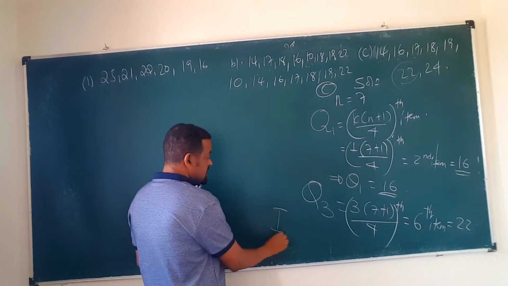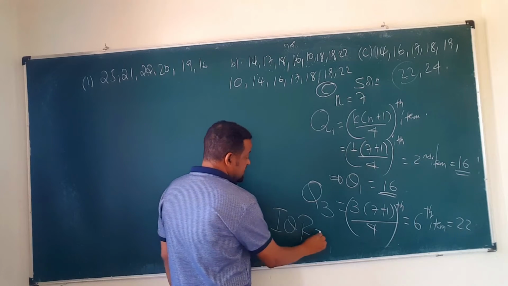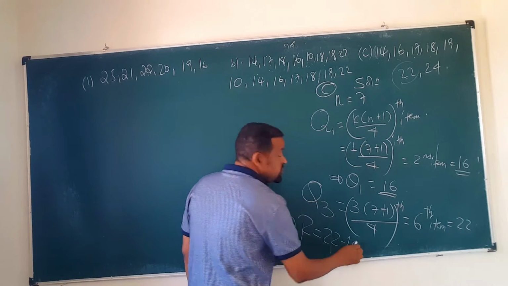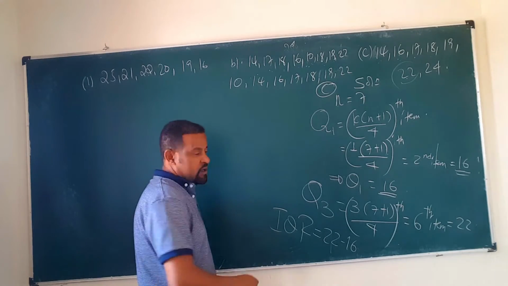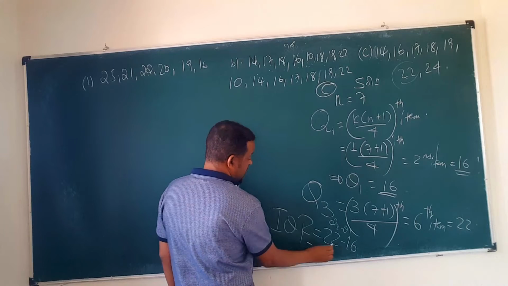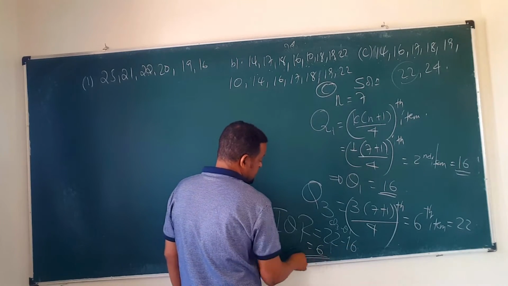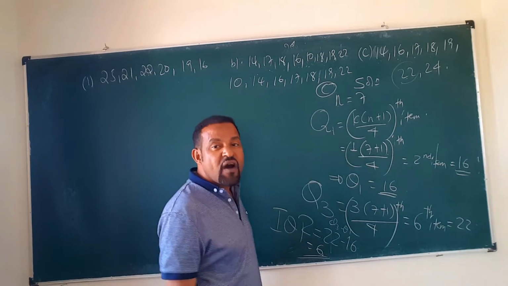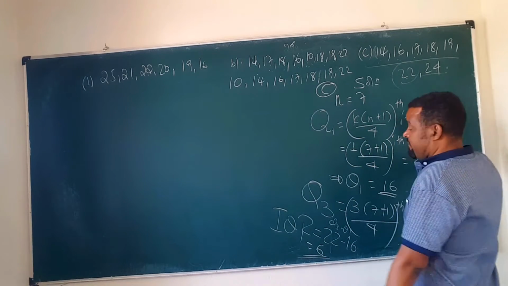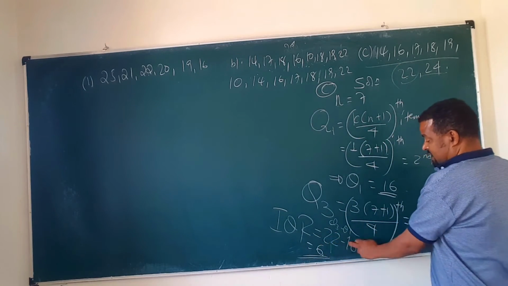So the interquartile range is given by what? 22 minus 16. That means Q3 minus Q1, which is 6. So the interquartile range of this odd number of data is 22 minus 16.